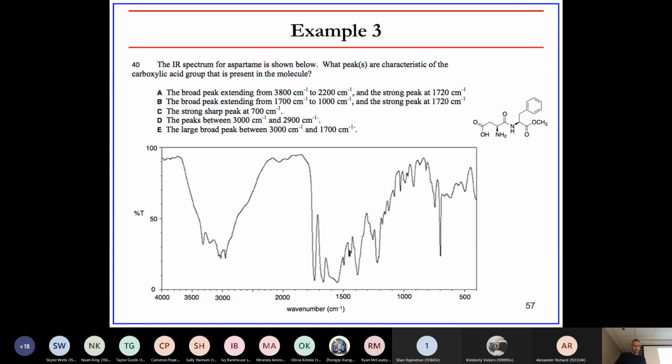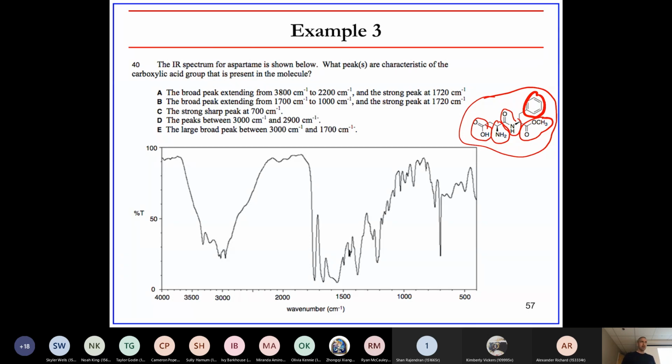Another example. This is the IR spectrum for aspartame. The molecule structure is right there. You guys know what aspartame is? An artificial sweetener. It's got a lot of stuff going on in it, doesn't it? It's got an ester right here. It's got an aromatic ring. It's got an amide. It's got an amine, and it's got a carboxylic acid.